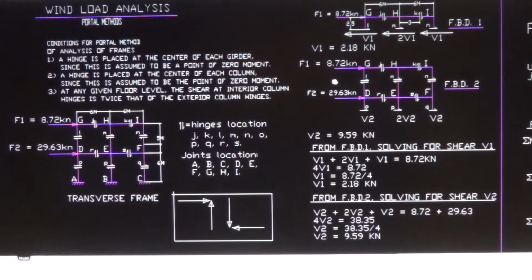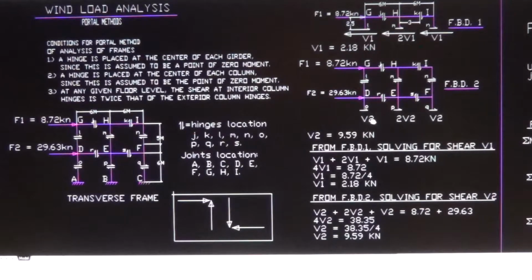And we have all the free body diagrams. Now let's solve for V1, the shear one. From free body diagram number 1, solve for V1. The equation here: V1 plus 2V1 plus V1 equals 4V1, which is equal to the wind load. Equate that to the wind load, so 8.72. V1 now is equal to 8.72 divided by 4. V1 is 2.18 kilonewton.